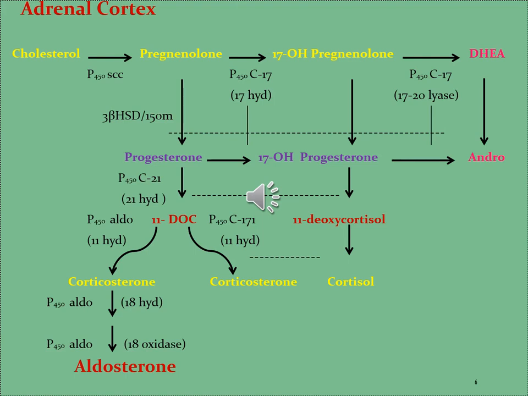So, the progesterone by the effect of the enzyme 21-hydroxylase gives 11-DOC, that is deoxycorticosterone, which is further converted into corticosterone by the effect of the enzyme P450 11-beta-hydroxylase. In this way, the 11-deoxycortisol is changed into cortisol, and at the end, the corticosterone is changed into aldosterone by the effect of the enzymes P450 11-beta and 18-hydroxylase, as well as by the effect of the enzyme 18-oxidase, which finally gives the hormone aldosterone.